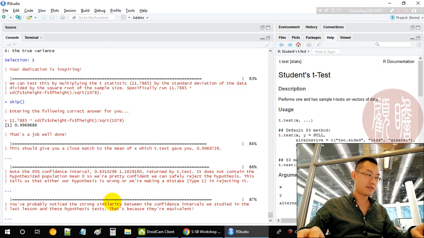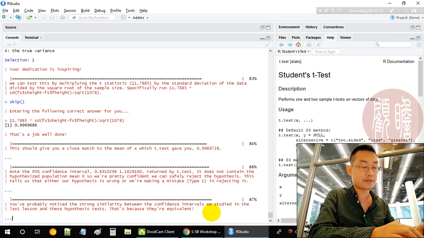We have gone very far till now, so there is strong similarity between the confidence interval and the hypothesis test. So basically they are the same.